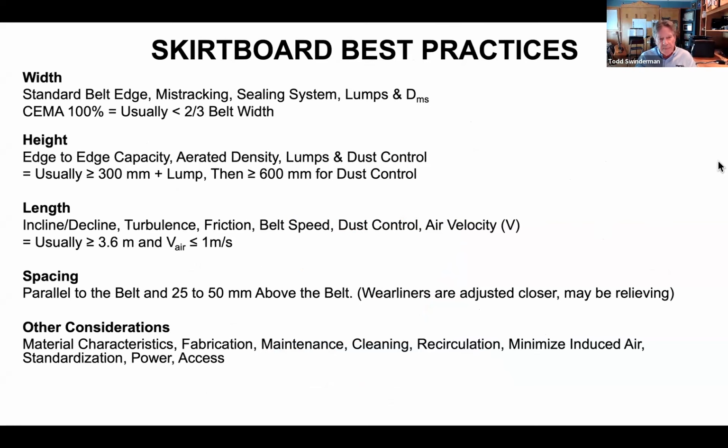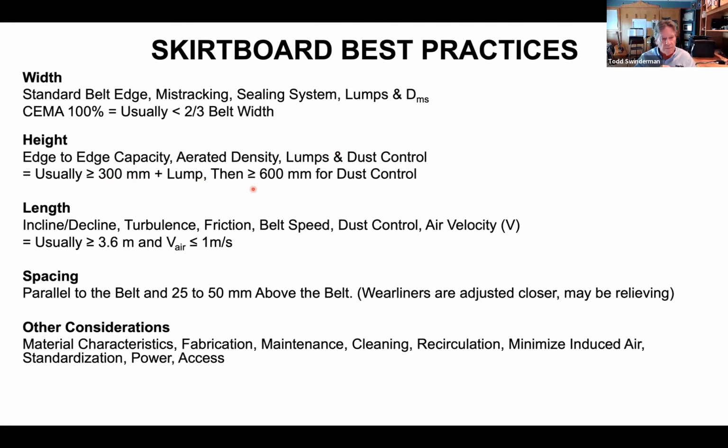Your height, as I said, usually equal to 300 millimeters or 12 inches. And if you've got big lumps, then put your lump on top of the load so it clears. What we find is once you get out of that turbulent area, it's real typical then just to double the height of your skirt board system. Go back and calculate your air velocity to make sure you're in that 1 meter per second or 200 feet per minute zone.